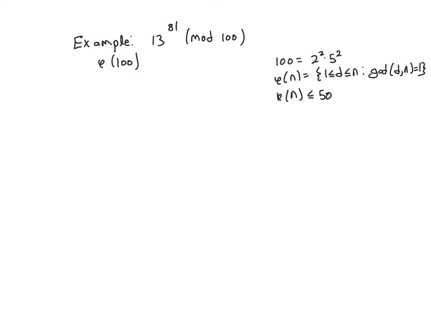But some of those are multiples of 5. Namely 5, 15, 25, 35, 45, 55, and so on. If you complete this list, there are 10 multiples of 5 that are odd. So we need to remove that from this overcount. And so we see phi of 100 is exactly 40.